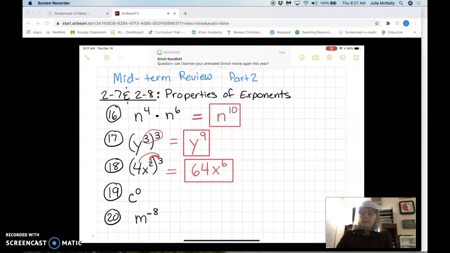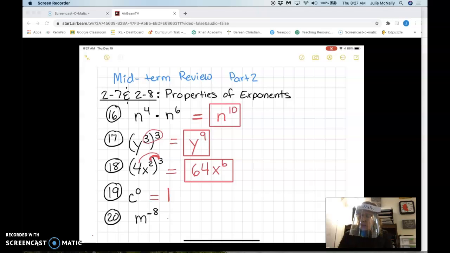So number 19. Oh my gosh, sorry. Number 19. When you have an exponent to the 0 power, what does it always equal? 0. 1. Good remembering, Kadeja. So anything to the 0 power is going to be 1. You could have 4 billion to the 0 power, and it's going to equal 1.